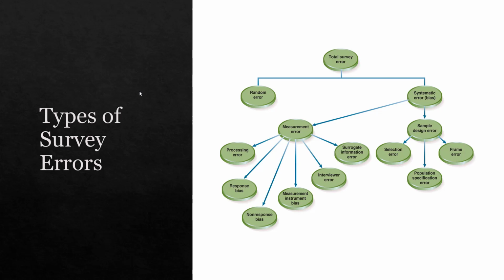And then the third type of design error is called population specification error. This also has to do with the designers of the sample and how many mistakes they would make when they design the sample.